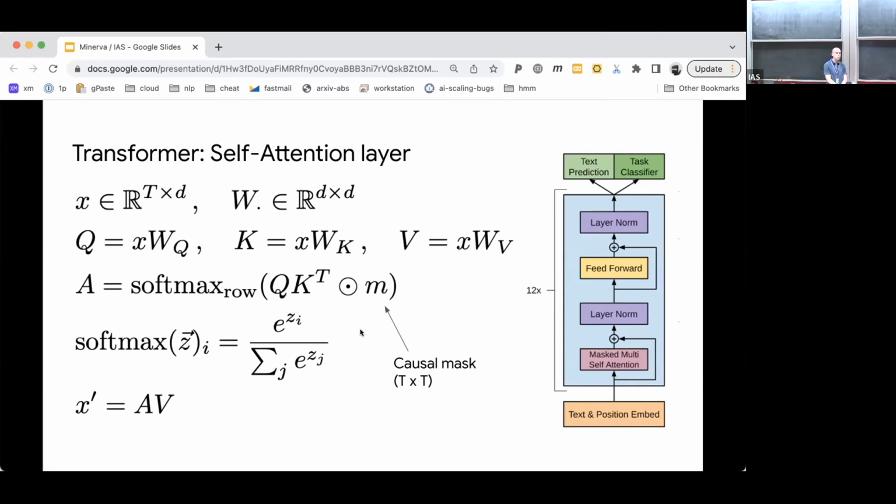There are many blocks of this transformer, right? I don't see 12 or something. Yeah, it could be more. Do they share weights? No, they don't share.